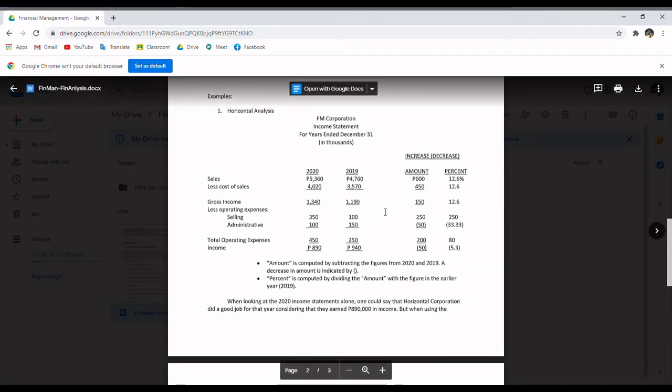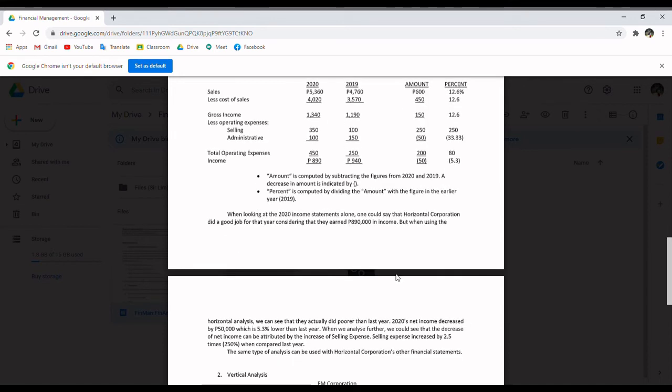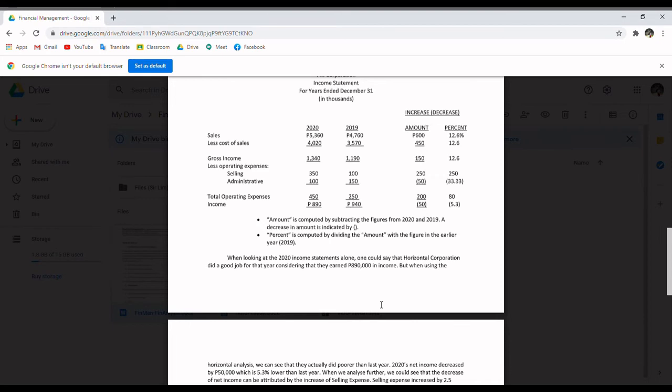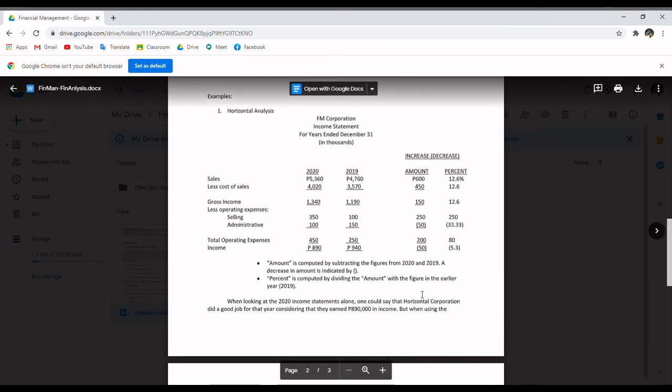So after we finish the horizontal analysis, of course we need to analyze the results. When looking at the 2020 income statement alone, one could say that Horizontal Corporation did a good job for that year, considering that they earned 890,000 in income. But when using the horizontal analysis, we can see that they actually did poorer than last year. 2020's net income decreased by 50,000, which is 5.3% lower than last year. Oh, I'm sorry. I used Horizontal Corporation as a first example, but changed it later to FM Corporation. So I'm sorry about that.